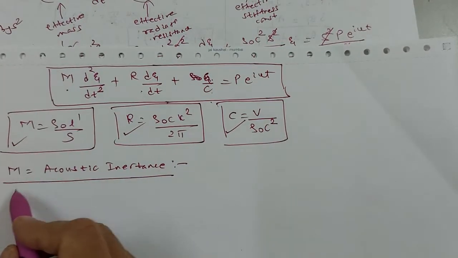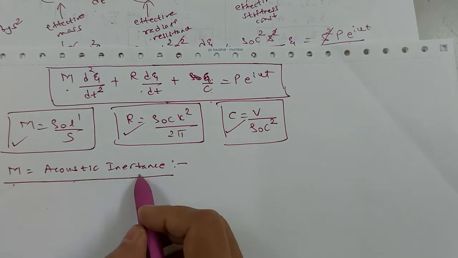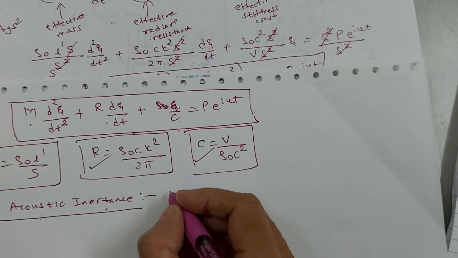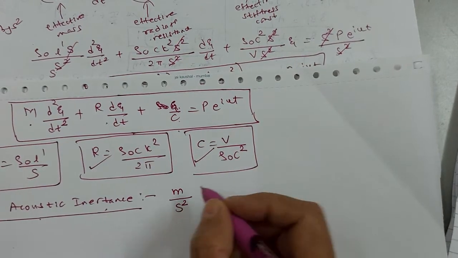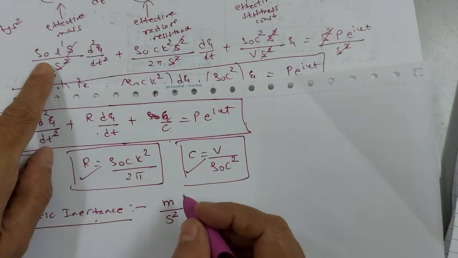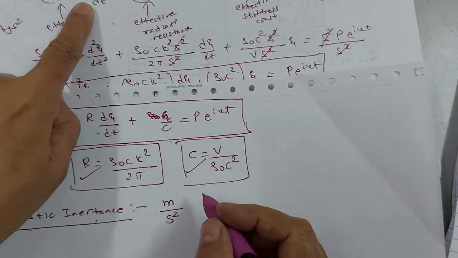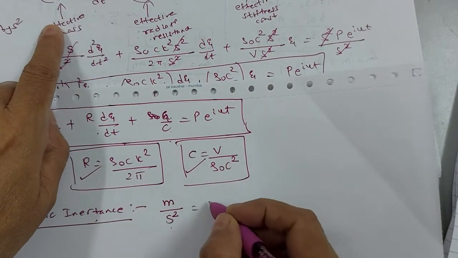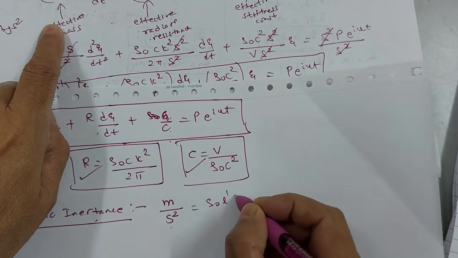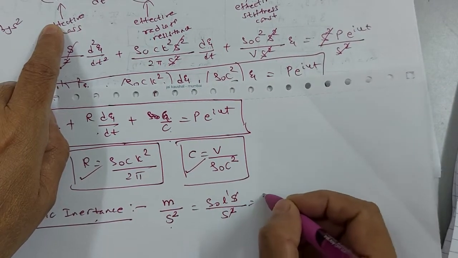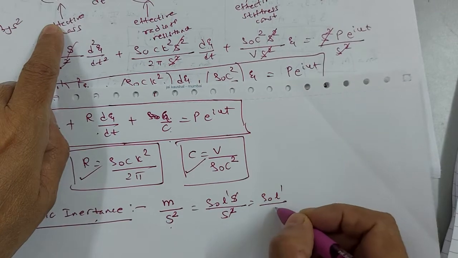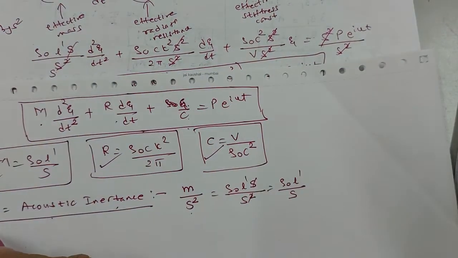This capital M, which is acoustic inertance, is defined as small m divided by S square. Now what is small m? This was my small m: rho 0 L dash S divided by S square. Cancel one S, and you get rho 0 L dash by S. So this is my capital M.